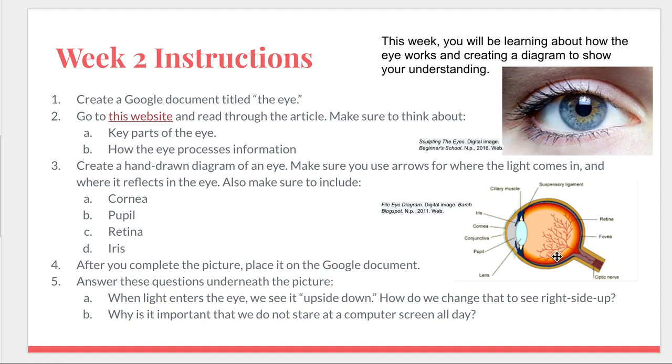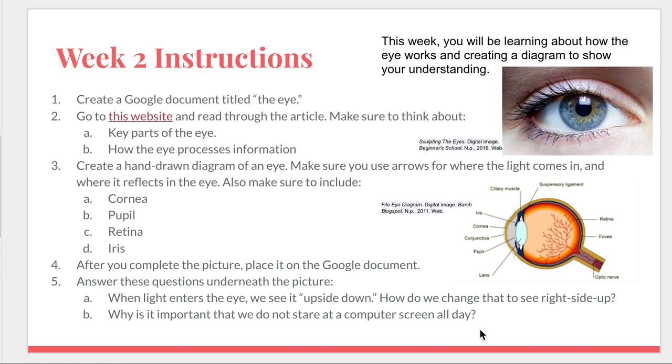This is a diagram that could look something like this, but remember I'm asking for a little bit more, since I'm asking you to show me how the light works and where it's going. Make sure it's hand drawn because I don't want you to simply copy and paste a picture from the internet. After you complete that picture, take a picture of it and place it onto that Google document. It's very important that you put it in there because you'll be answering some questions after that, and I would like it all as one assignment so that it's easy for your teacher to go through and give feedback.